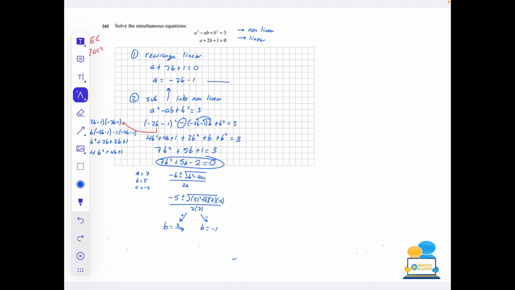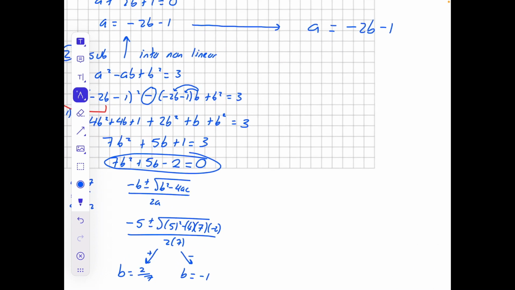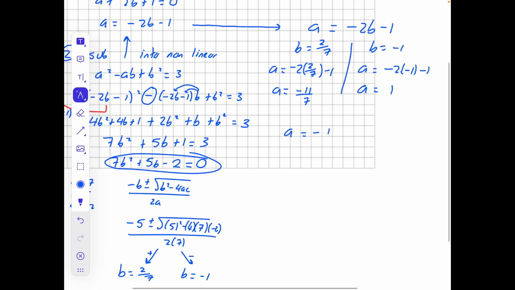Now I'm going to go up here for my step 3. I'm going to take this rearranged equation where I said that a is equal to minus 2b minus 1. I'm going to bring up my two answers. So b is equal to 2 over 7, or b is equal to minus 1. Okay, sub them in. So a is equal to minus 2 by 2 over 7 minus 1. And that gives me that a is equal to minus 11 over 7. Or a is equal to minus 2 by minus 1, minus 1, a is equal to 1 when you pop that into your calculator.